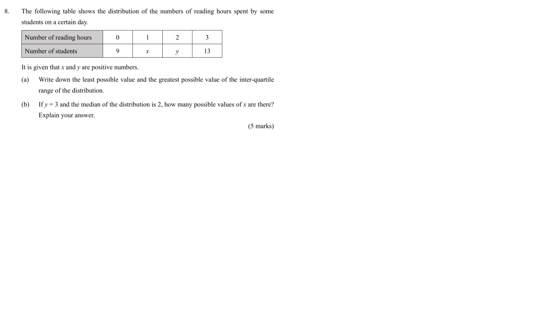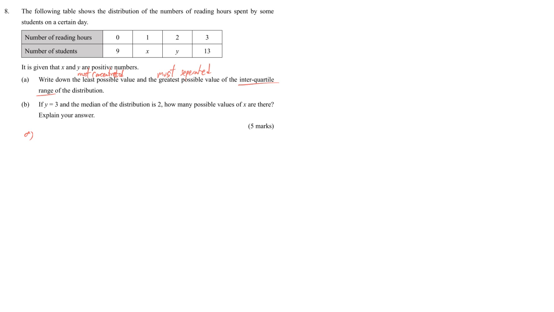Don't forget that IQR is a measure of dispersion, which means that if the numbers are highly concentrated, then we will have the least possible value. If the numbers are widely spread, then we have the greatest possible value. So when we talk about the least possible value, the most concentrated situation, maybe we consider most of the data are concentrated in group 1.